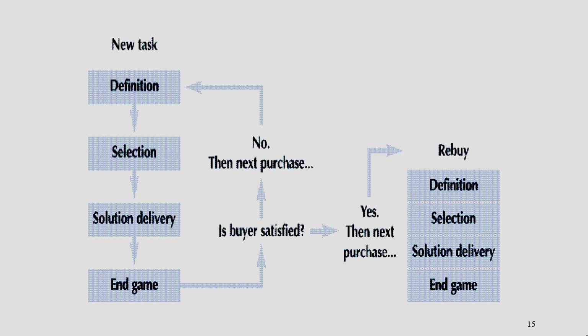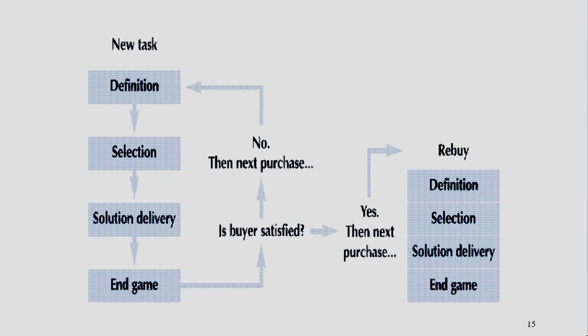So, this next slide is representing interaction points and how the flow happens between the rebuy process and the new task process. So, for example, if a requirement is defined, there is a search for alternative solutions, a selection is made, and if the buyer is satisfied at the end, in the post purchase stage, then that kind of purchase in the next instance will be a rebuy process.